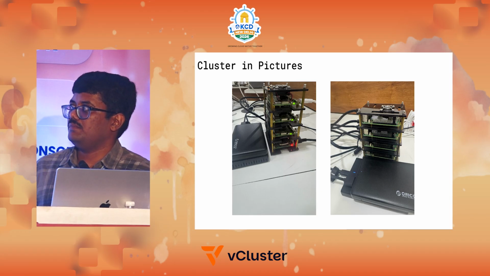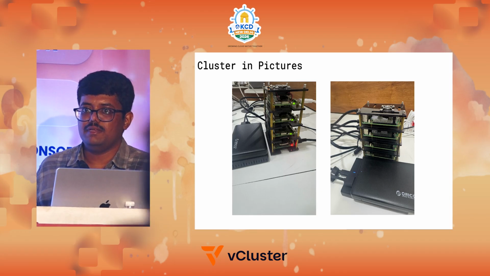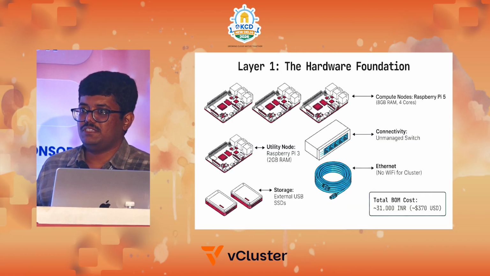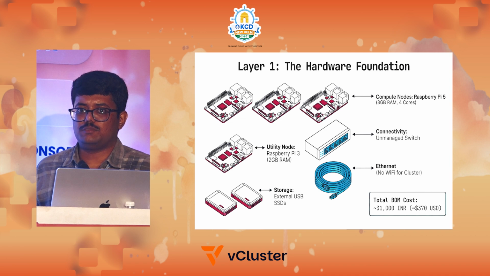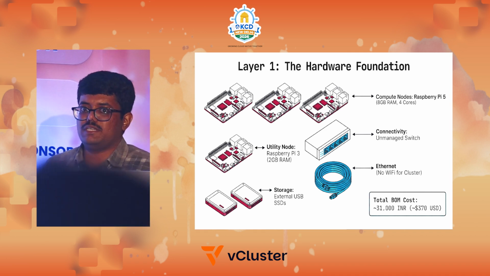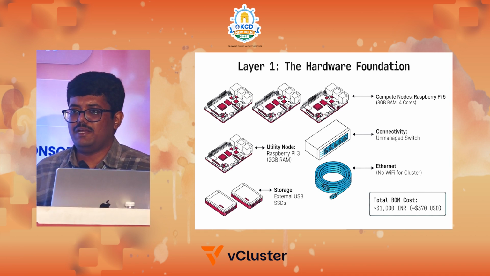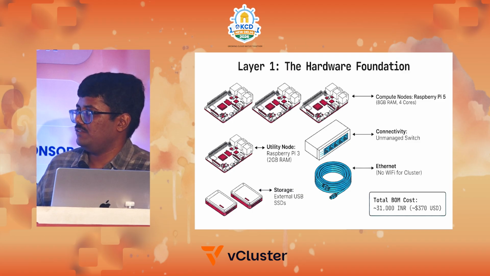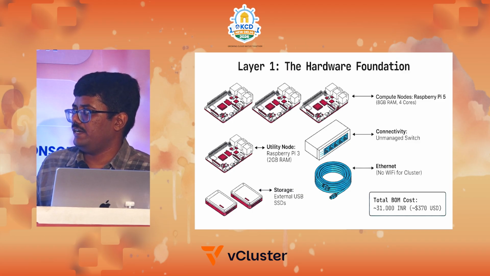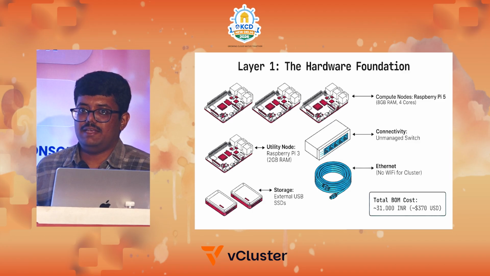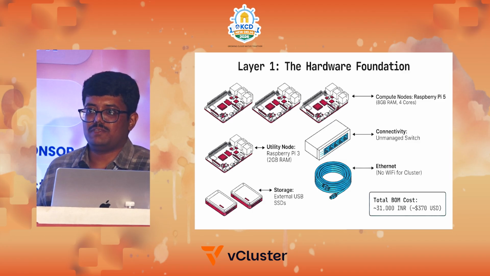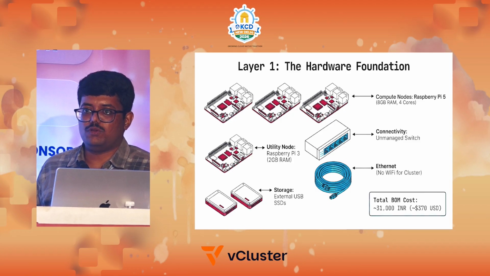So let's talk about this entire home lab layer by layer. First is the hardware. As I mentioned, I have a 4 node Raspberry Pi cluster, out of which 3 nodes are Raspberry Pi 5 with 8 GB RAM and a 4 core configuration. Along with it, I have a utility instance, which is a Raspberry Pi 3. That was just something I had lying around from my college days, so I just reused it for this particular purpose.